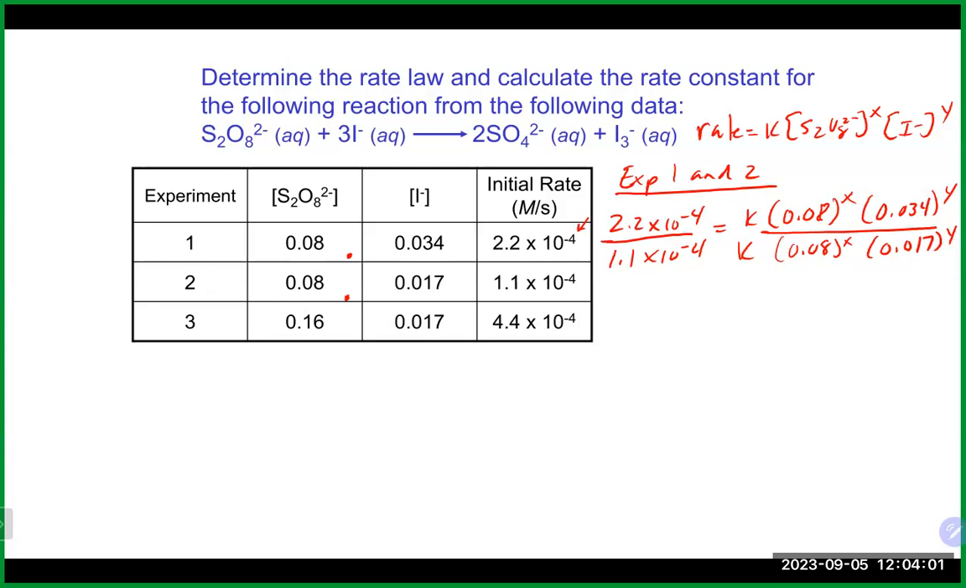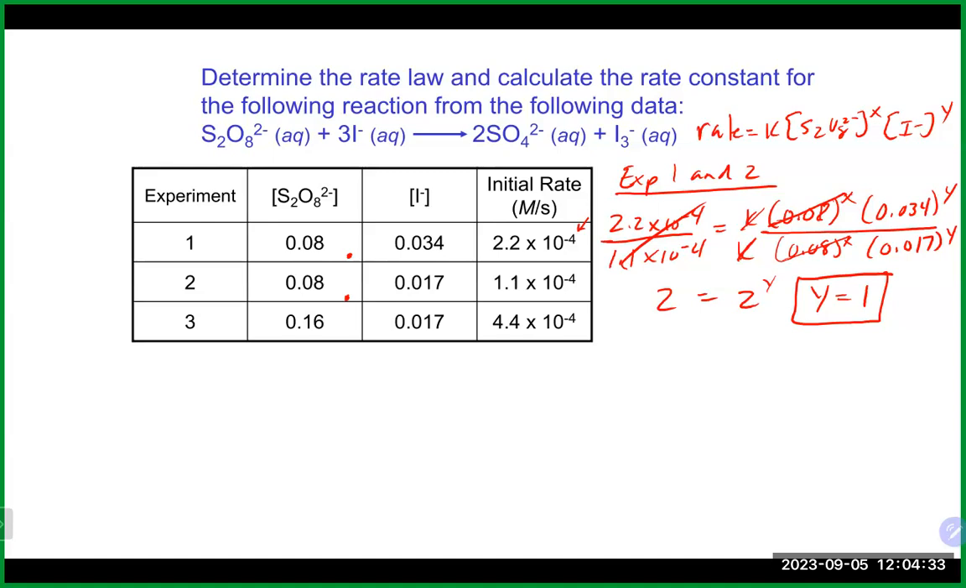So a little math here. You signed up for math, not me. All right, so this is 2. And once again, our rate constant should completely cancel, and our x term should be the same, so that should completely cancel. That's going to yield us 2 to the y in this case, where y would equal 1. So by using experiments 1 and 2, we find that the order with respect to I minus is y, which is equal to 1.